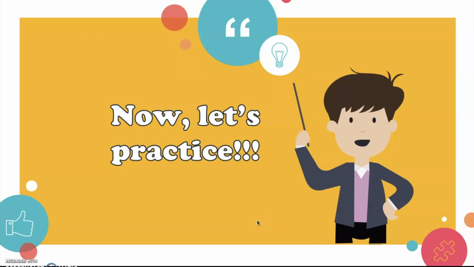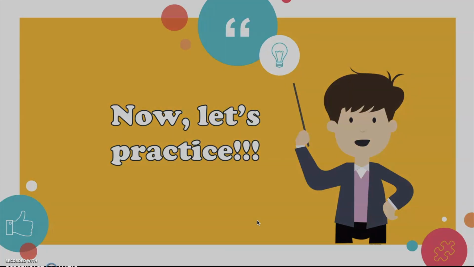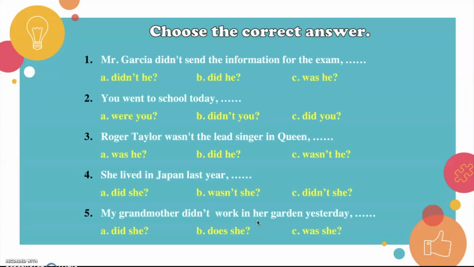Now, it is time for you to practice. Here you are going to show yourself how much you have learned watching this video. Remember that we have practiced how to make tag questions using the simple past, was, were, and other verbs. You will have 2 minutes to read the sentences and choose the correct tag question. Remember, if you need more time, you can pause the video and then play it again.